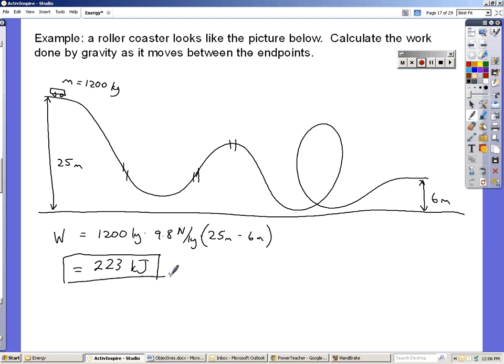So you should know the definition of conservative forces. You should be able to identify which forces are conservative and which are not. And you really need to know that path independence thing.